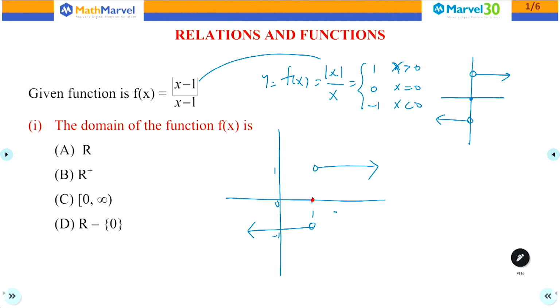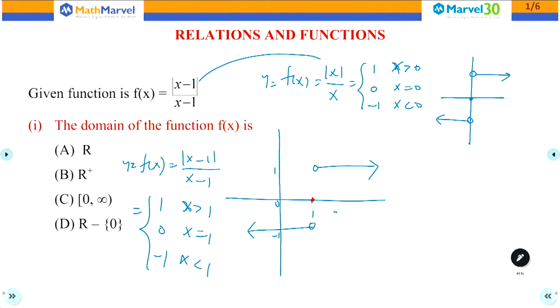You can simplify this function: f of x equal to mod of x minus 1 by x minus 1, which is equal to 1 when x is greater than 1, 0 when x equal to 1, and minus 1 when x is less than 1. Now if you combine these three cases, what is the union of all three cases? x greater than 1, x less than 1 and x equal to 1, that is nothing but R, and hence the domain of the function is R.